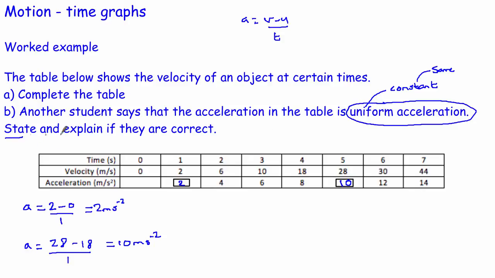We have to do two things if we're going to answer this question. State: are they correct? No, they are not correct. Why? The explain part is why. So no, they are not correct because the acceleration changes, basically, and that's all we have to put. So are they right? No, they're not. Why? Because the acceleration is changing, so therefore it's not uniform acceleration.